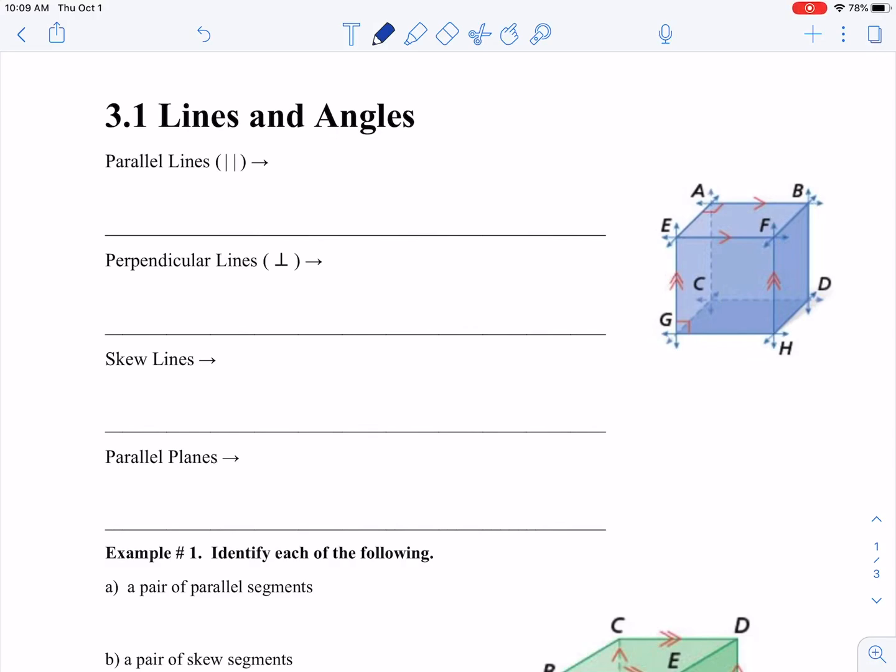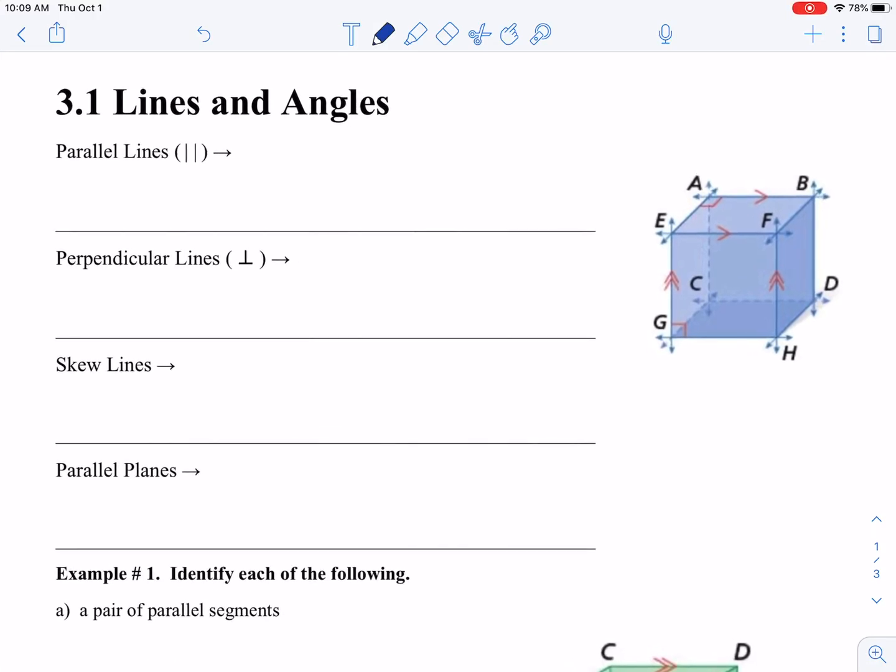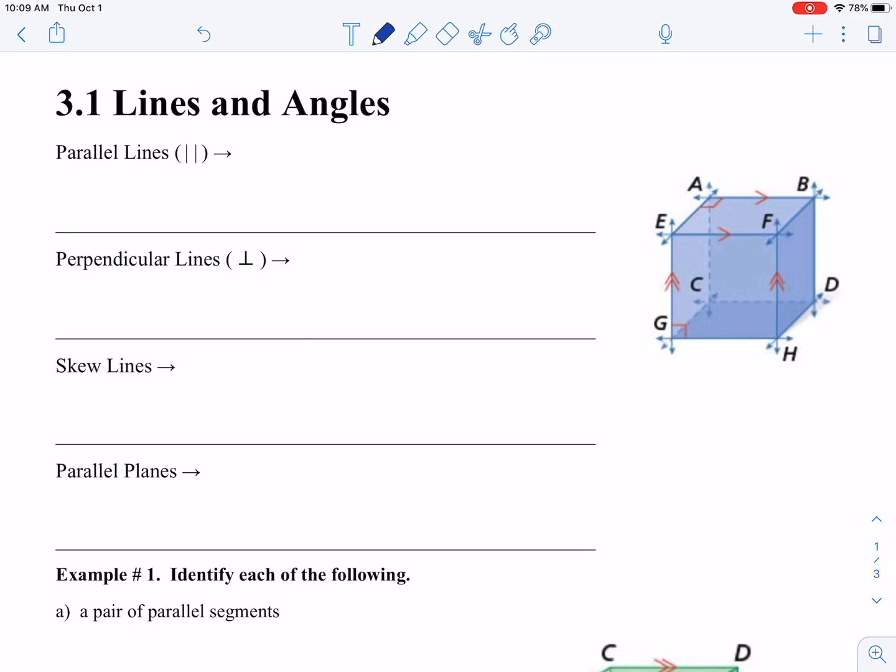All right, so beginning Unit 3. Unit 3 focuses on lines and angles, more specifically parallel lines and perpendicular lines. We're going to begin today's lesson with a couple of 3D figures, three-dimensional figures, where we're naming parallel lines, perpendicular lines, skew lines, and even parallel planes.